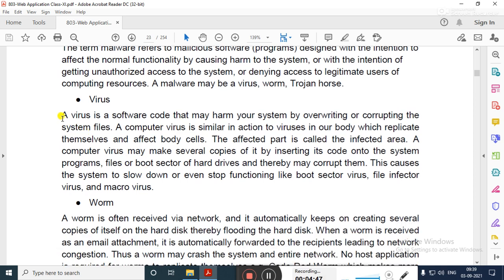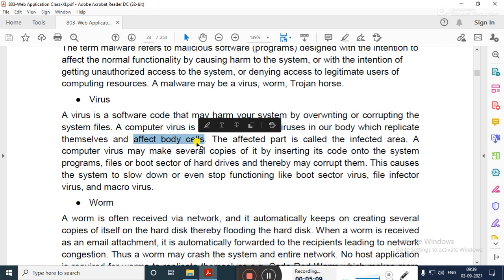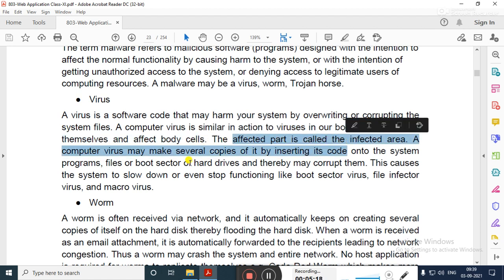A virus is software or code that may harm your system by overwriting or corrupting system files. A computer virus is similar to viruses in our body, which replicate themselves and affect body cells. The affected part is called the infected area.